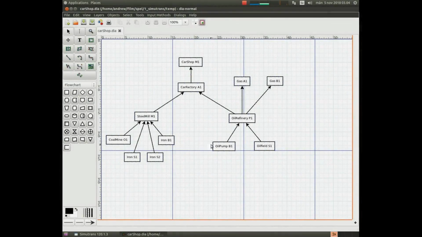Alright, here is a clean sheet with flow chart. So car shop, car factory, steel mill, coal, iron, and over here refinery, pump, oil field, the old gasoline station, and here plastic.